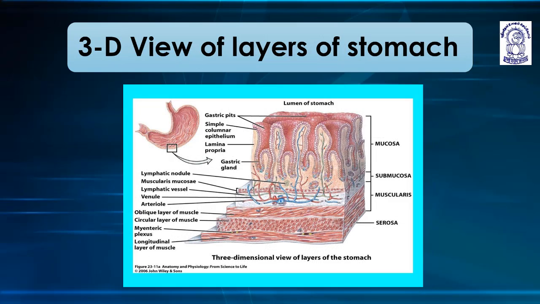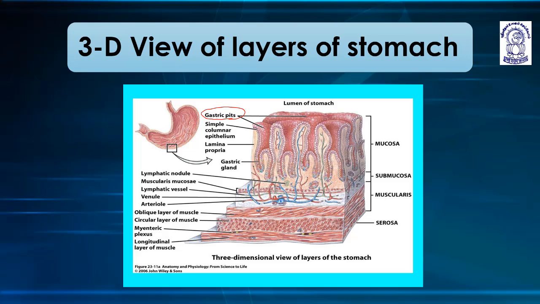This is a three-dimensional view of the different layers of the stomach: mucosa, submucosa, and muscularis. Muscularis simply means the layer which has muscles, be it an oblique muscle layer, a circular muscle layer, or a longitudinal muscle layer. The oblique muscle layer is not present in the esophagus, while the stomach has oblique muscle fibers, right? Then you can see this is a three-dimensional view of the layers of the stomach.